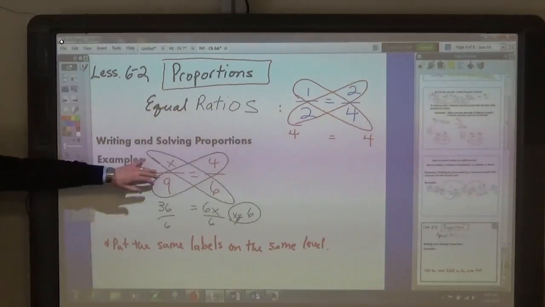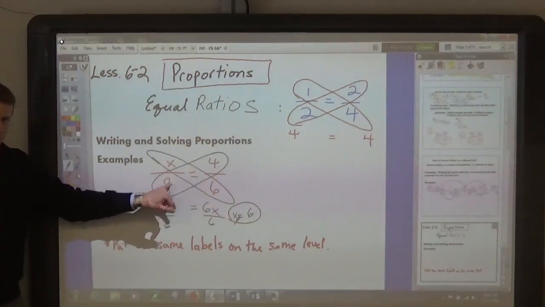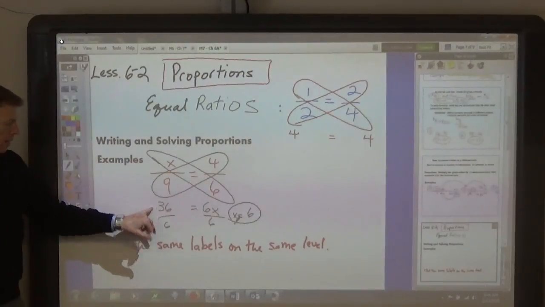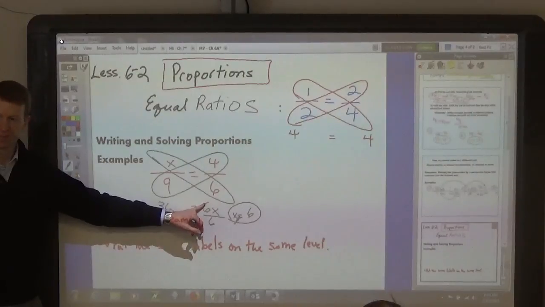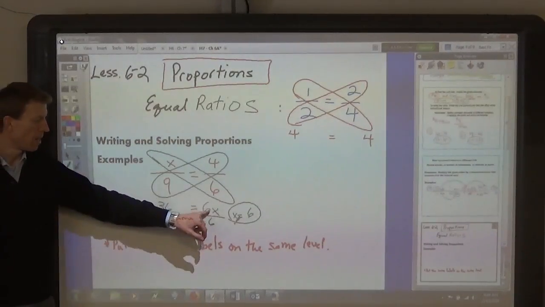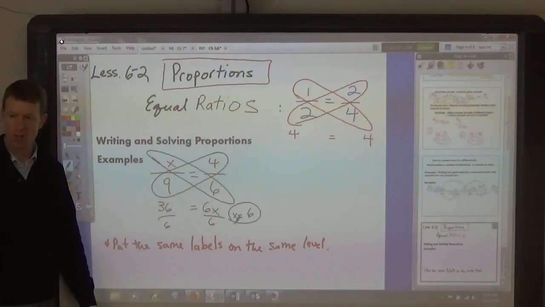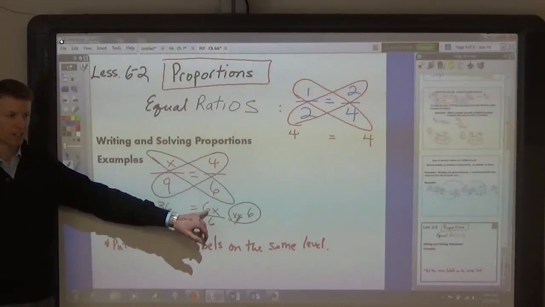That's how you solve a proportion: cross multiply or find cross products, set them equal to each other, and then divide both sides by the coefficient. Remember what the coefficient is? The number next to the variable?